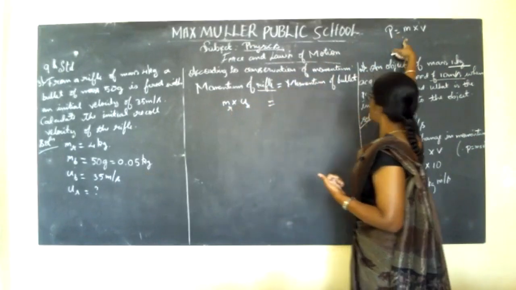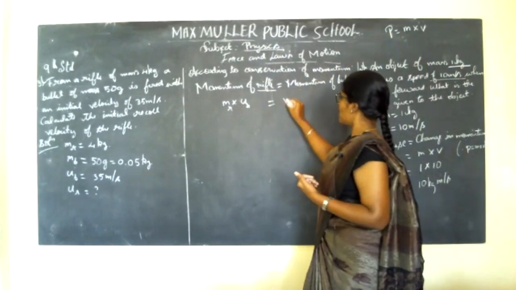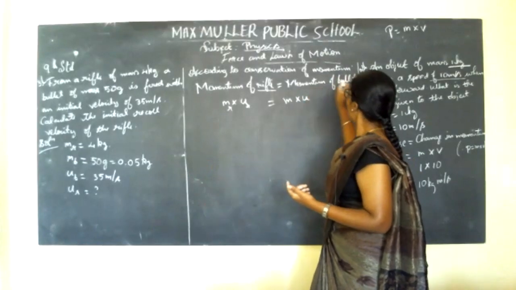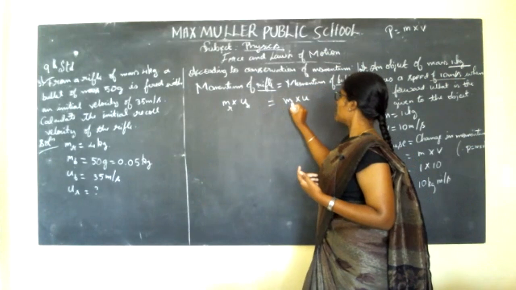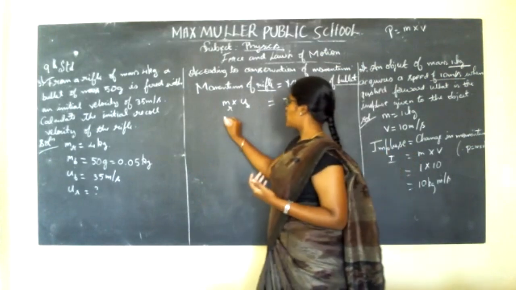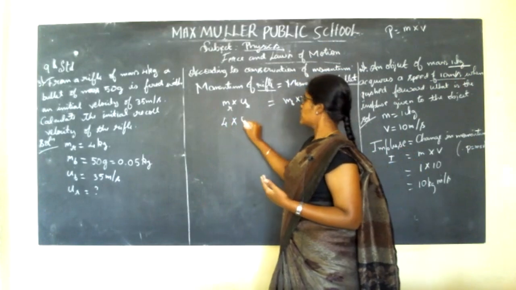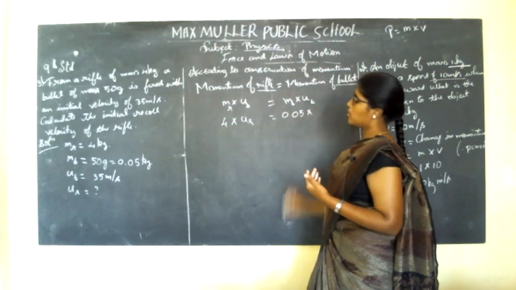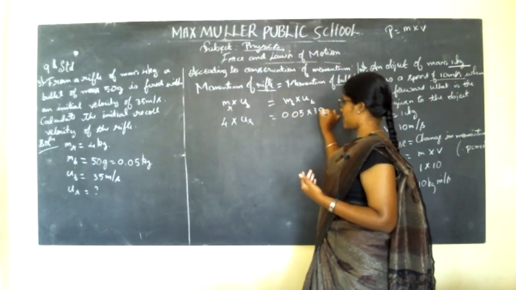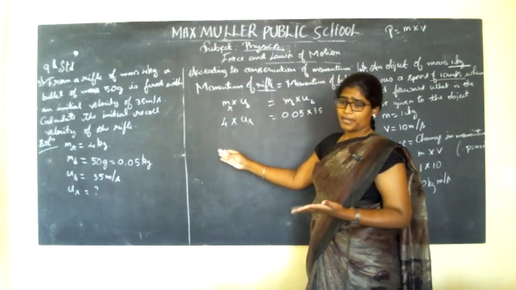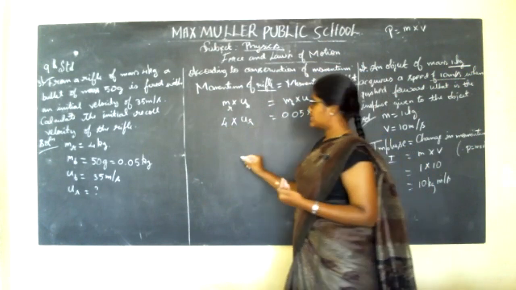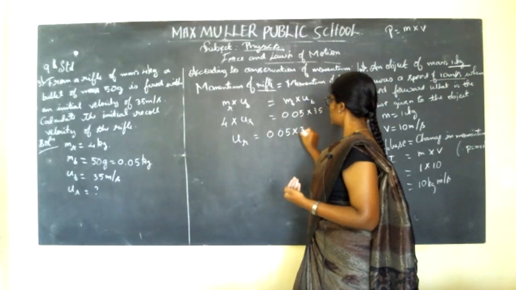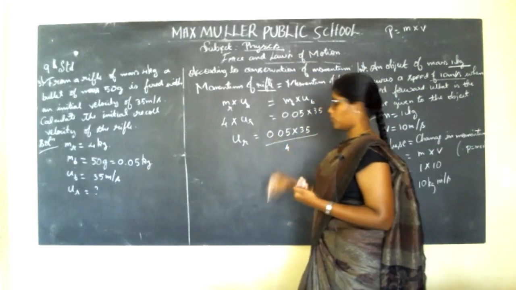Understood? So what is momentum? P is equal to mv. That is mass into velocity. What velocity is given here? Initial velocity of what? Bullet. So mass of the rifle is how much? 4. Initial velocity you should find out is equal to mass of the bullet, which is 0.05, into initial velocity of the bullet, which is 35. Now the 4 is multiplied here. If you take this 4 this side, what happens? It gets divided. So UR will be equal to 0.05 into 35 divided by 4.